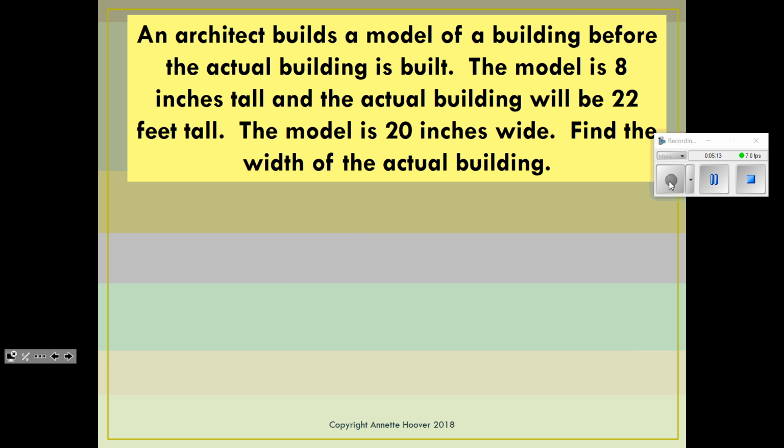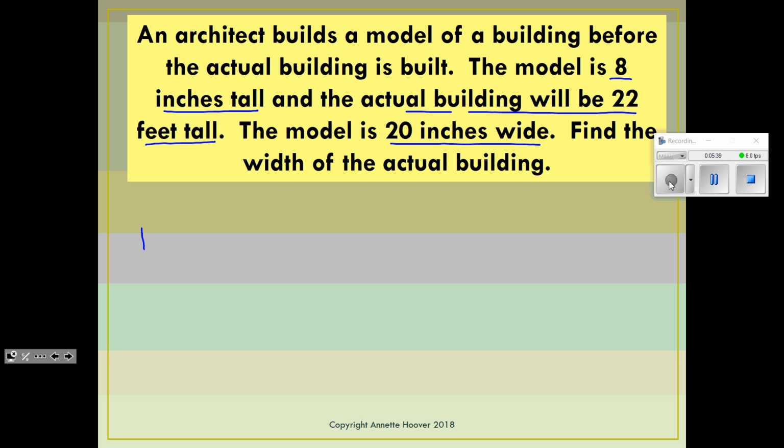Now let's try this with problem solving. We're going to have to set up the ratios based on what we read. An architect builds a model of a building before the actual building is built. The model is 8 inches tall, and the actual building will be 22 feet tall. The model is 20 inches wide. Find the width of the actual building.